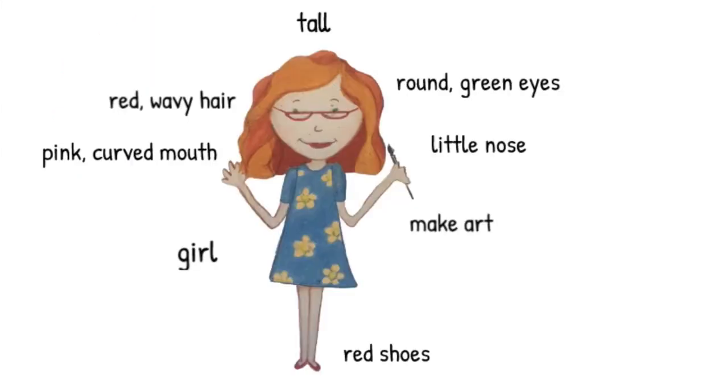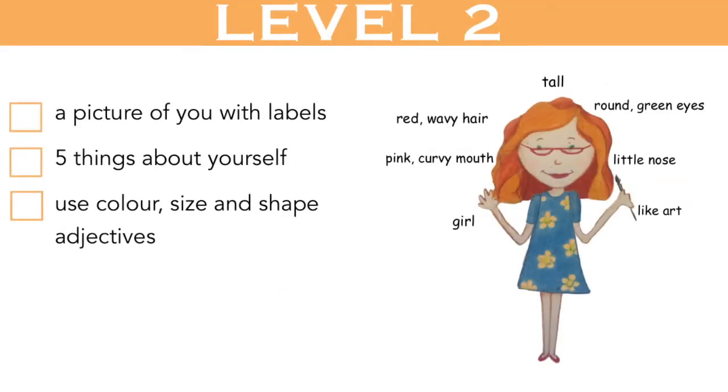Welcome back. You must have labelled your diagram. Let's check and see if we're on the right track. Do you have a drawing with labels? I do. Do you have 5 things that you could describe about yourself? I do. I have more than 5 things. Do you have colour, size and shape adjectives? I do. Great. Let's keep going.